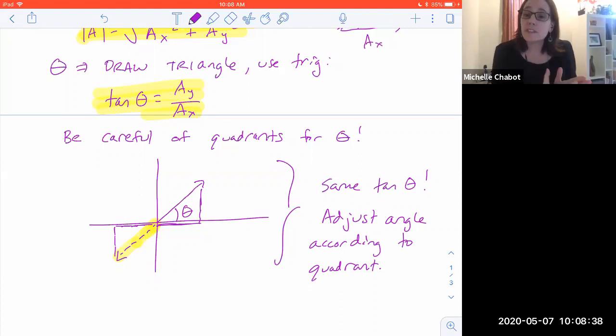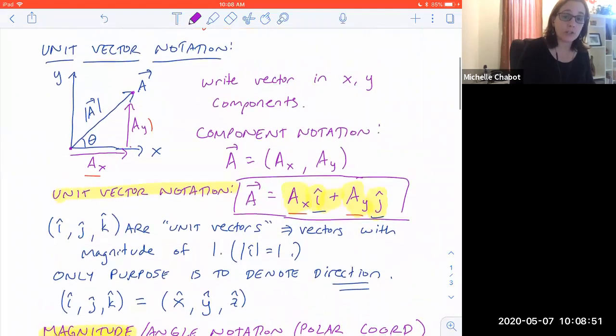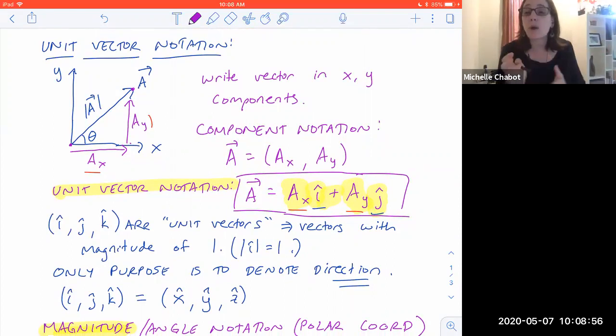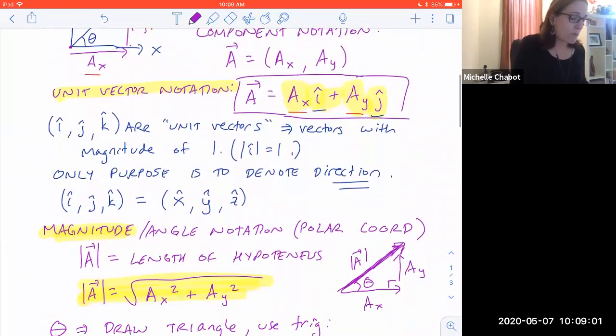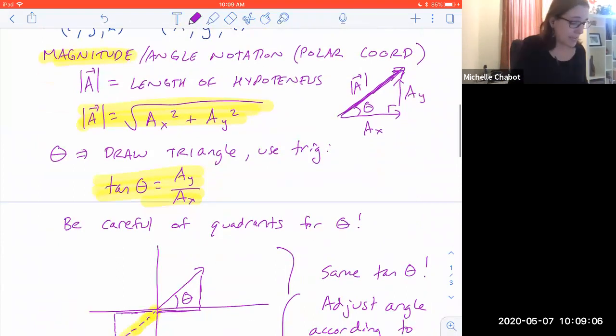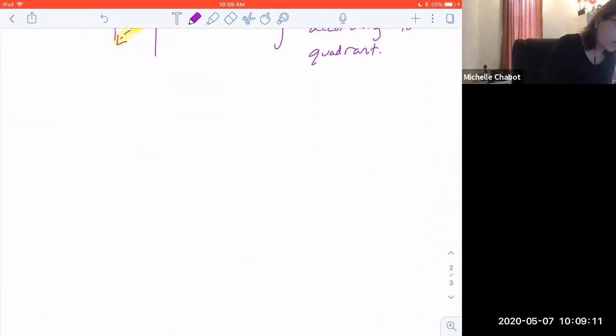So to summarize what we've done so far, basically we have talked about just what a vector is. It has a direction. And then also we've learned to write it in unit vector notation so that we can write it as an x component i hat plus a y component j hat, and then plus a z component k hat when we get to 3 dimensions. We've learned how to write the magnitude, that is the length of a vector, and find the angle that it makes.